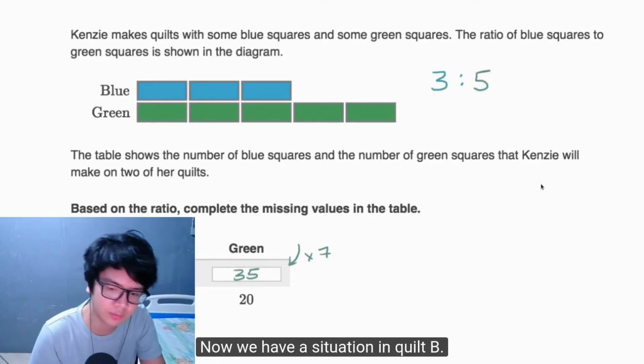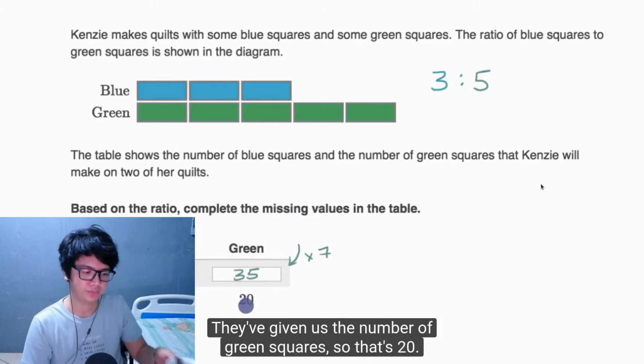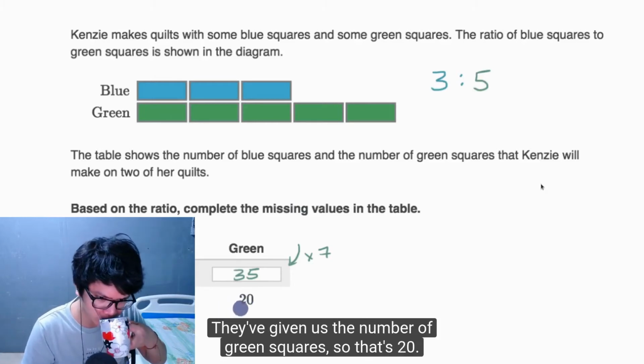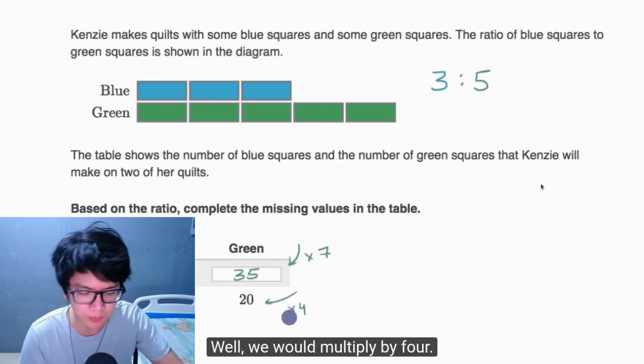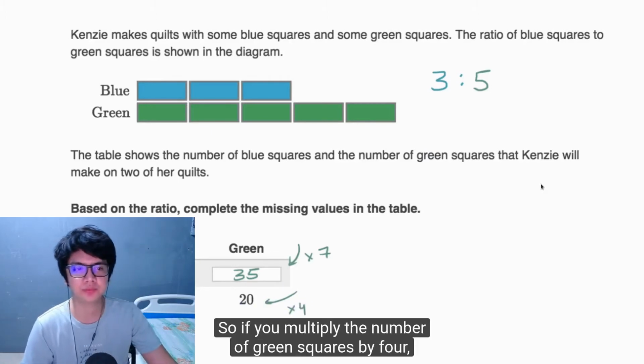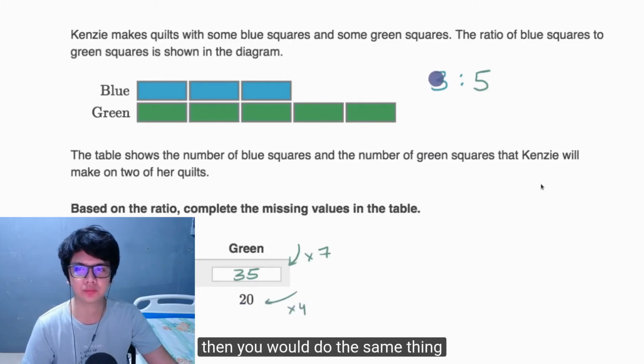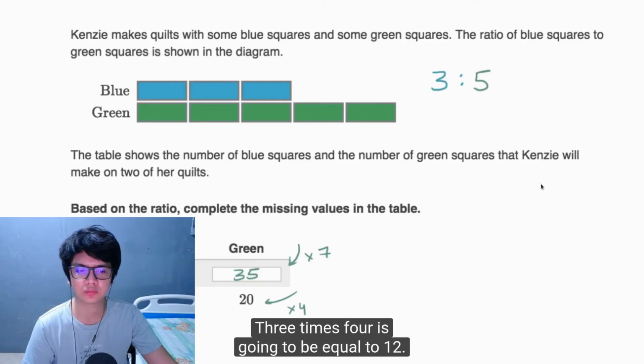Now we have a situation in Quilt B. They've given us the number of green squares, so that's 20. Well, how do we get 20 from 5? We would multiply by 4. So if you multiply the number of green squares by 4, then you would do the same thing for the number of blue squares. 3 times 4 is going to be equal to 12.